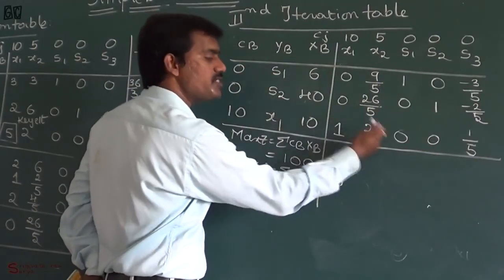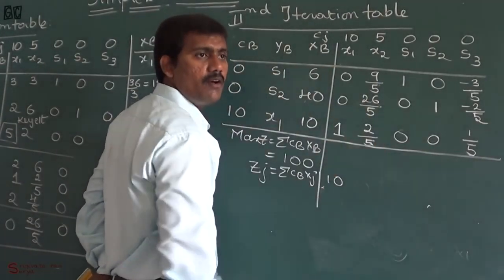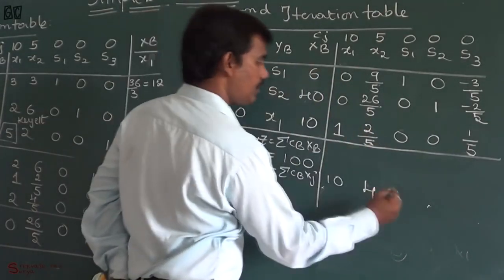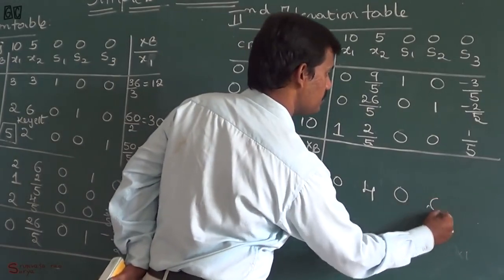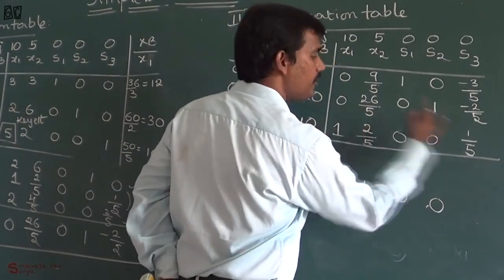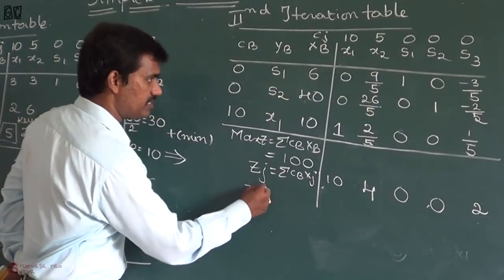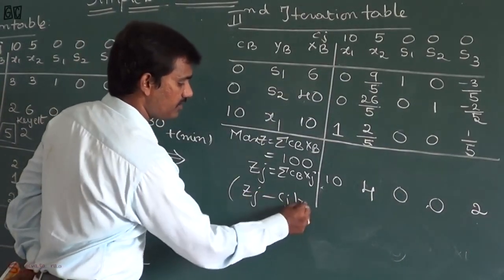0, 0. 10 twos are 20. 20 by 5, that is 4. 0, 0, 0. Again 0, that is again 10 into 1, that is 10 by 5, that is 2. Now we have a net evaluation condition, that is Zj minus Cj greater than or equal to 0.